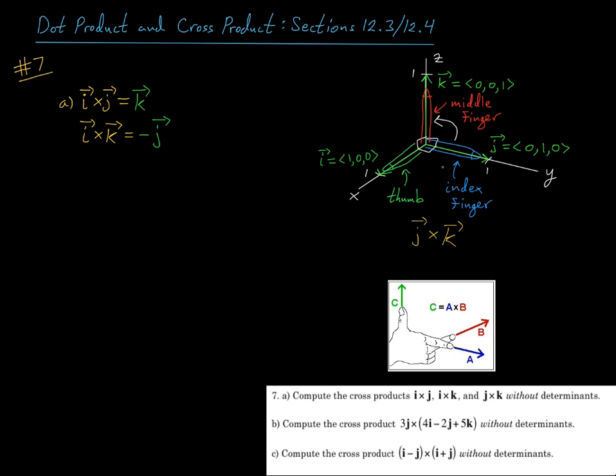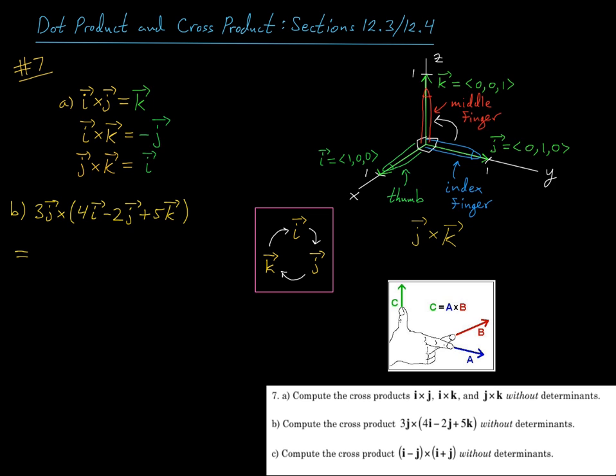All right, and then last up we have j cross k. So here our index finger in blue points along j, and then our middle finger is pointing along k. Okay, so now if we curl, right, the index finger towards the middle finger, there's our thumb, and that points along the positive x-axis. And so it's in the direction of i, and by the same argument, has magnitude 1, and so j cross k has got to equal i.